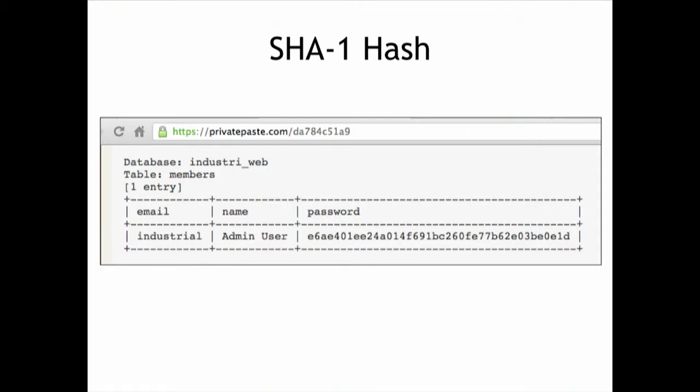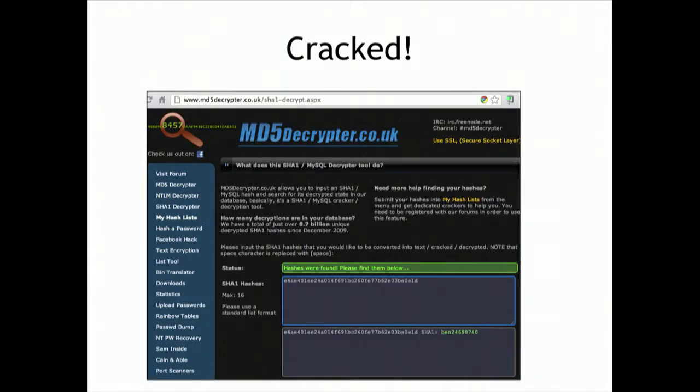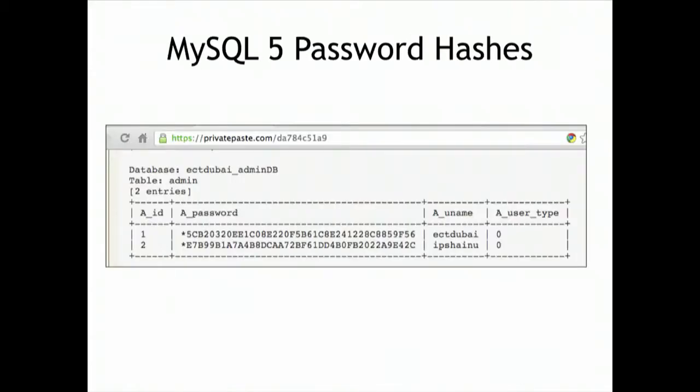Here's a SHA-1 hash dumped off. That's just a raw SHA-1. It's 160 bits long. And you can just crack those at online crackers too. So that is Ben followed by 246-90740. And that's a pretty good password, you know, three letters and about eight numbers, 11 characters, and yet still, one round of SHA-1 is not enough to protect.